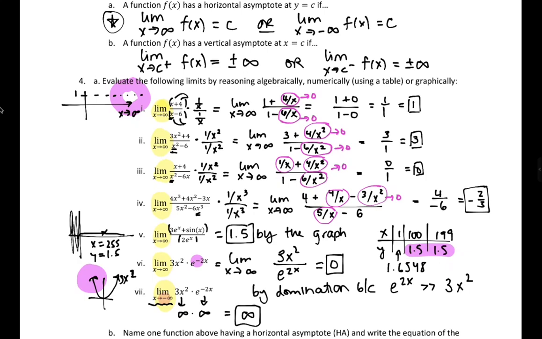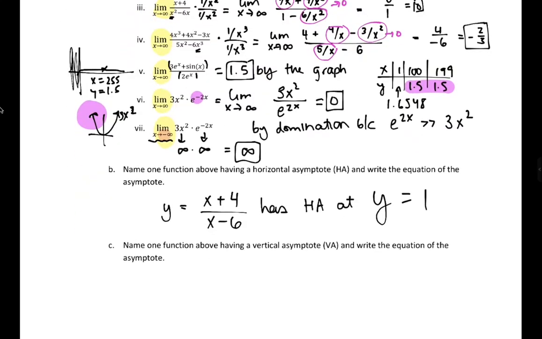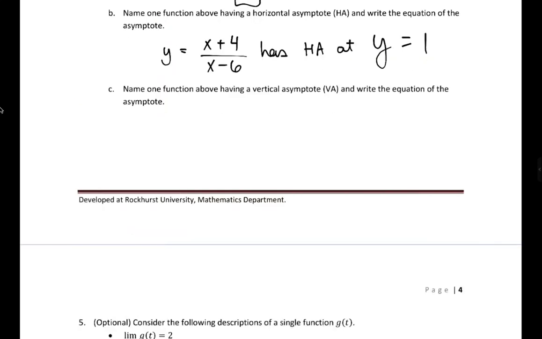But for example, the first one does also have a vertical asymptote, and I know this because the denominator will be undefined when x equals 6. So I can check what happens. What's the limit as x approaches 6? Sorry, let me zoom in a little bit so that it's easier for you to see my writing. So what's the limit as x approaches 6 from the right of x plus 4 over x minus 6?